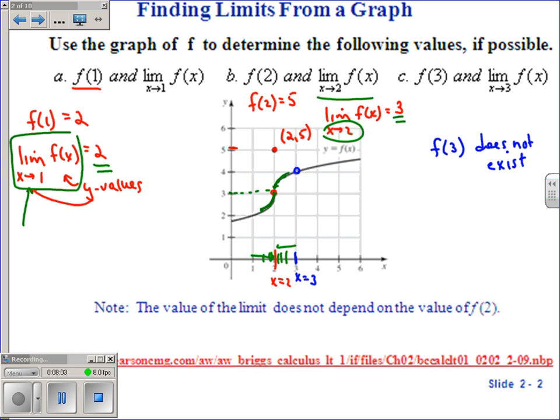So now let's see if there's a limit, though. So even when the function doesn't exist, the limit still might exist. So I want to find the limit as x approaches 3. So again, I'm going to look at numbers a little bit smaller than 3.